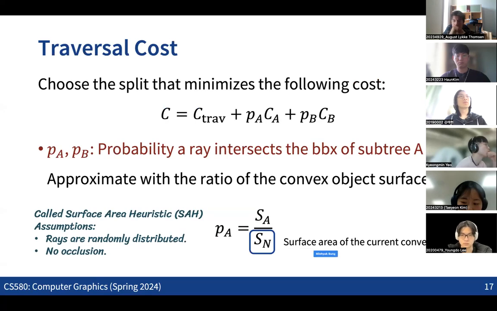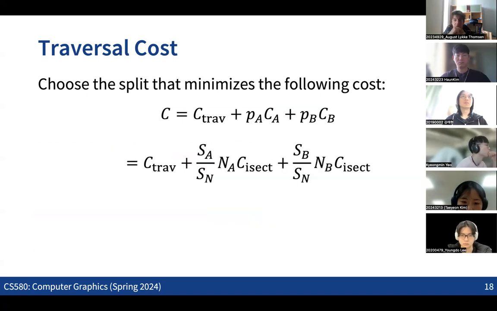And that can be one of the simplest ways that we can measure the traversability cost. So it turns out that the traversability cost takes this formulation. We have some constant cost, and for each ratio of the surface, we check how many primitives are included in each bounding box.